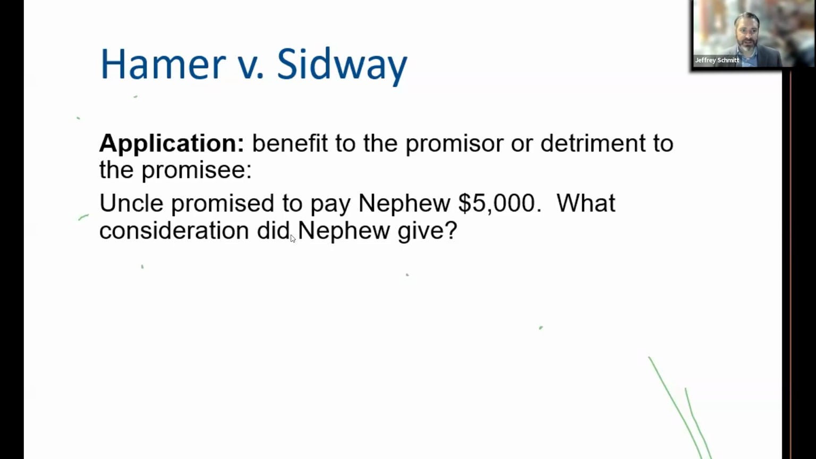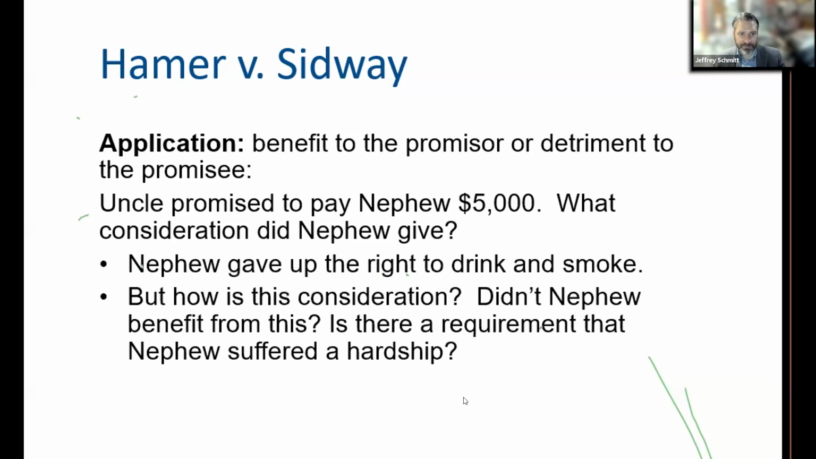Then we need to ask, okay, so what about the detriment? Detriment being a limitation or disability on the promisee. The promisee is the recipient of the promise. So uncle is promising to give nephew money, so nephew is the promisee. Did the nephew suffer a detriment? The court says yes. He gave up the right to drink and smoke. That's something he otherwise could have done. That is a detriment. So that's something he gave up that he otherwise had a legal right to do.